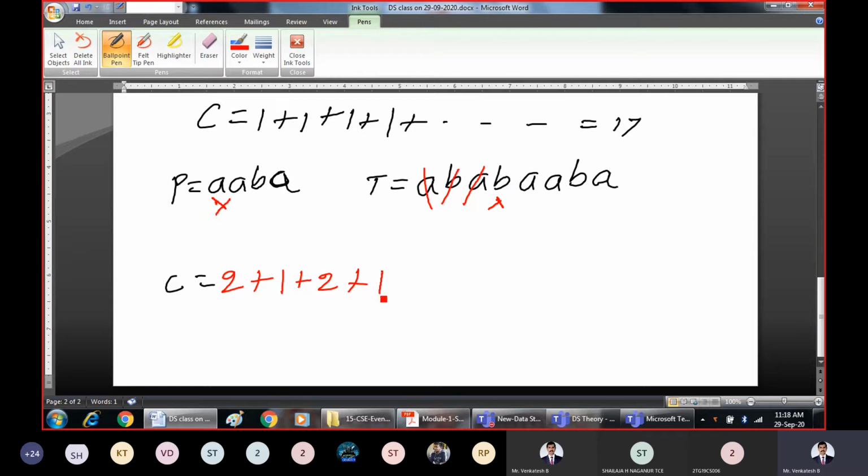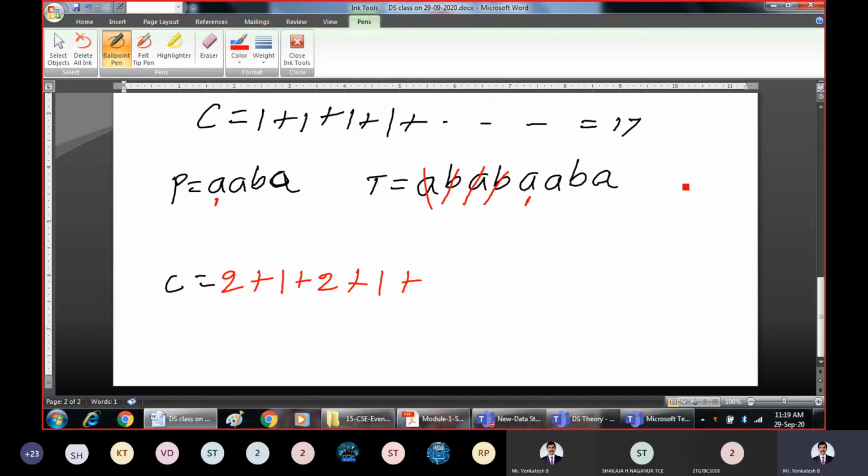How many comparisons have we made here? 1 plus. As this is also not giving us the required one, I will just ignore this also. Erase. I'll erase this part, and this part also. Next, we have to continue from this A onwards, right? What is the pattern that we are looking for? AABA. So compare this A with this A.